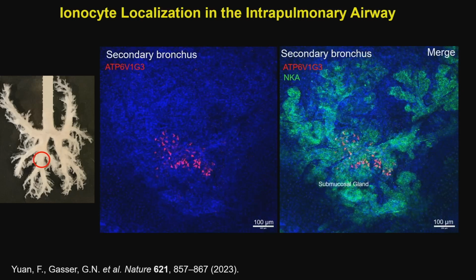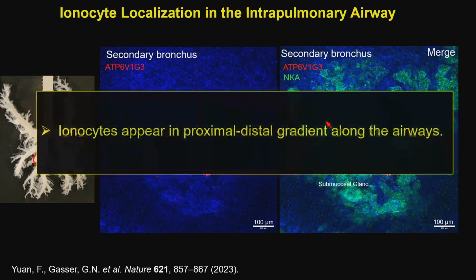So next we move into the intrapulmonary airway, to the secondary bronchus. We check the ionocyte marker ATP6V1G3. What we found here is that those ionocytes are in a cluster pattern, and they are located at some submucosal glands in a secondary bronchus. So here we reached the conclusion that ionocytes appear in a proximal to distal gradient pattern along airways in ferrets.